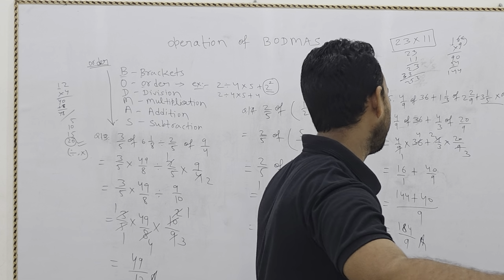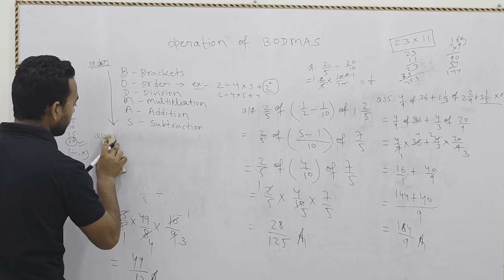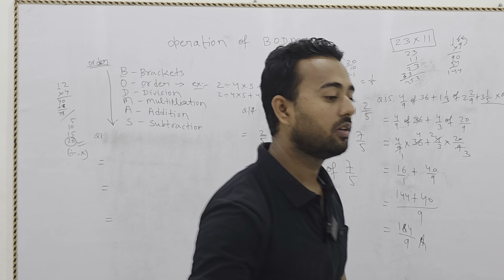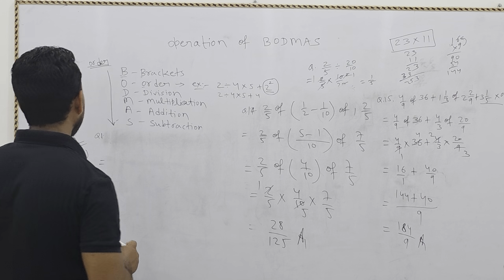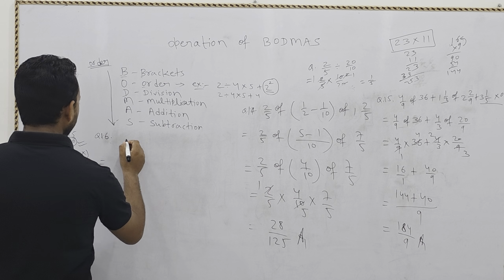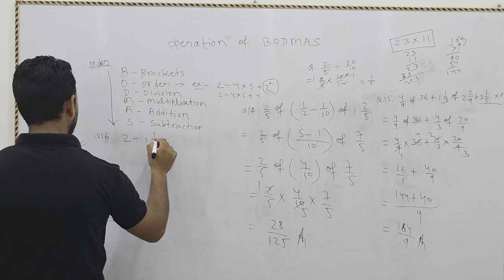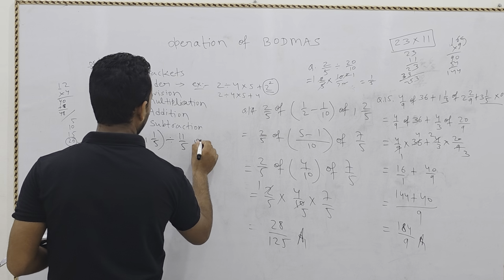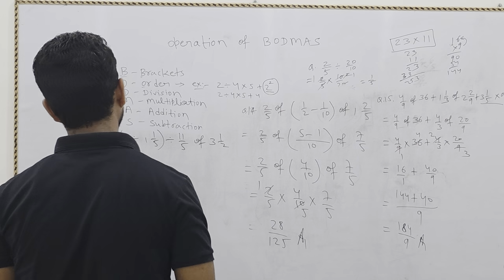So we have completed here question number 15. Now we are going to solve the last question, that is question number 16. So stay with me for a few minutes so that you will understand all types of mathematical operations of BODMAS. The last question I am going to solve is question number 16: 2 divided by 1 by 5 under bracket, divided by 11 by 5 of 3 1 by 2. I have written the question on the blackboard.